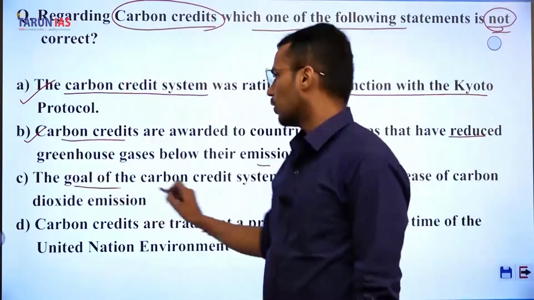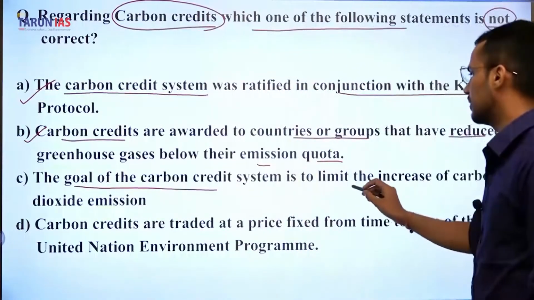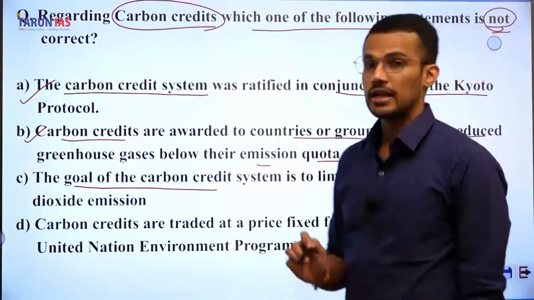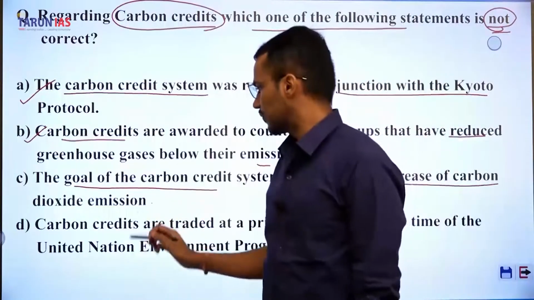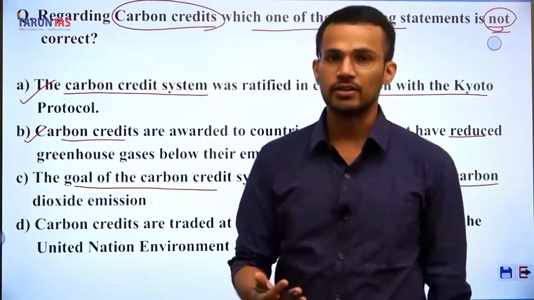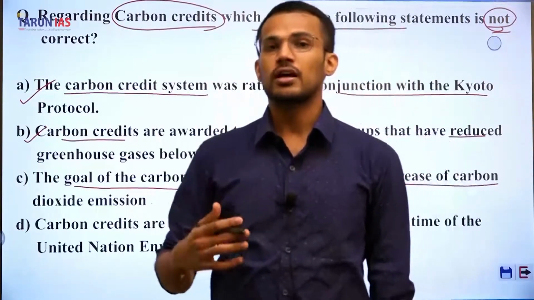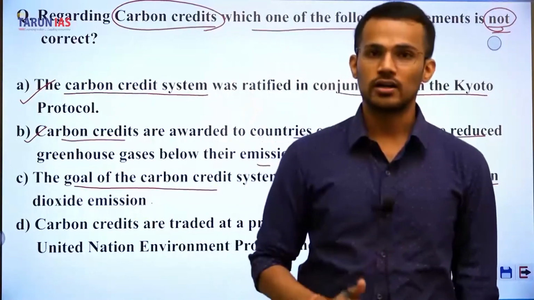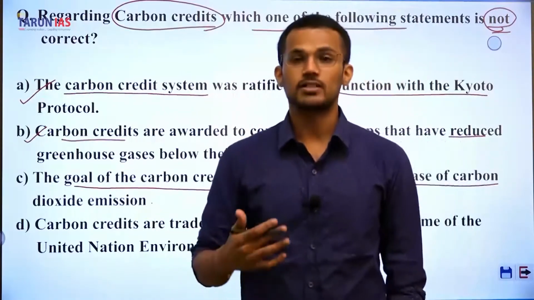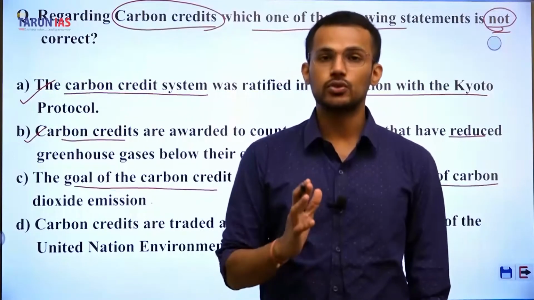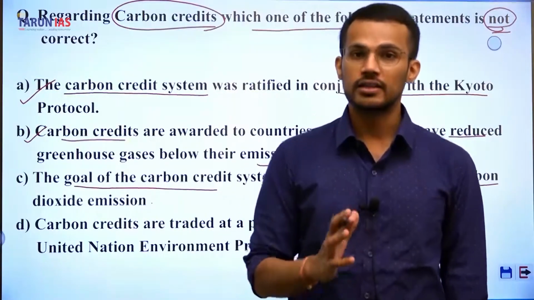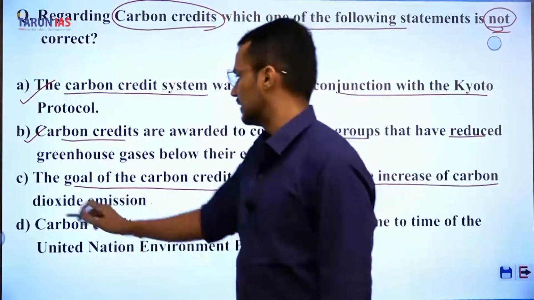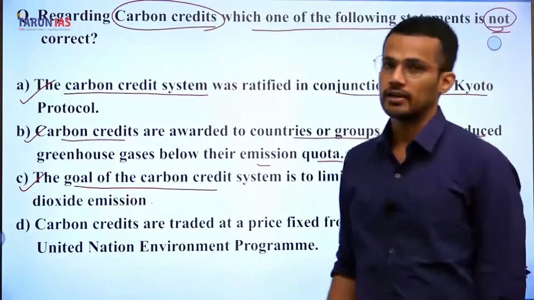C, the goal of carbon credit system is to limit the increase of carbon dioxide emission. So obviously, if carbon credits are being given to those countries which are reducing beyond the stipulated quota, it is a method based upon which we will be able to address the problem of greenhouse gases and thus global warming. And that's why this statement is also a correct statement.